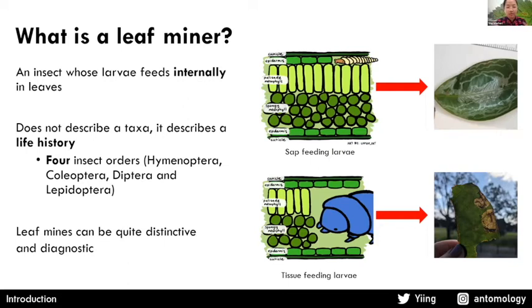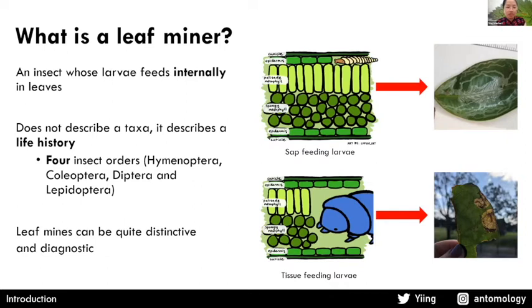Because so many different insect groups leaf mine, these leaf mines can be quite distinctive, diagnostic, and also reflect their life history. As an example, you can have larvae feeding at different levels within the leaf tissue. You might have sap feeding larvae who feed quite high in the tissue layer, and they produce these silvery mines that can only be visible on one side of the leaf. If you flip it over, you won't see any damage.